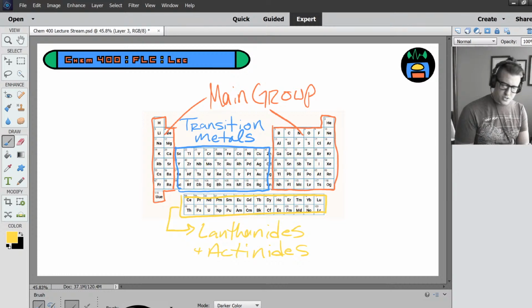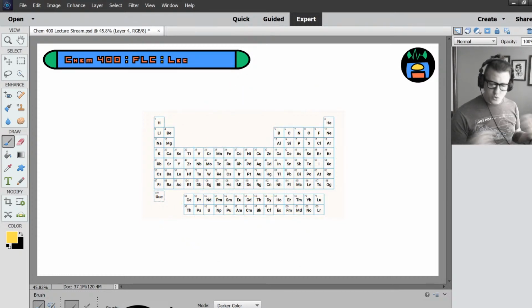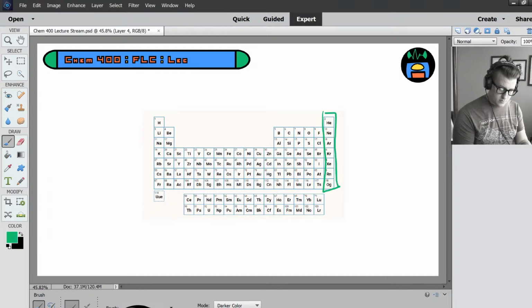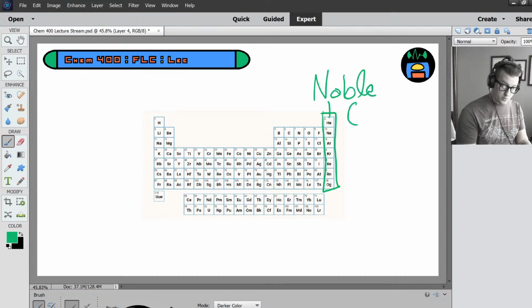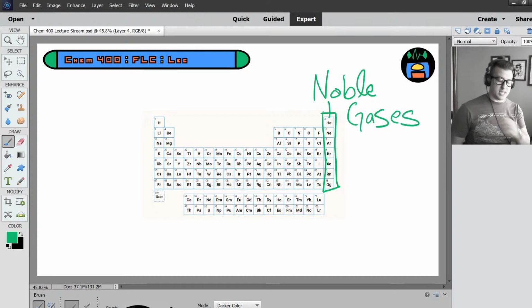In addition, there's a bunch of different special groups of elements on the periodic table. The only one that I'm going to mention by name are these guys right here at the end. These are our noble gases, and we will be doing a ton with these dudes. They are the most stable set of elements on the periodic table. They're inert, which is another way of saying unreactive, and unreactive is another way of saying stable.